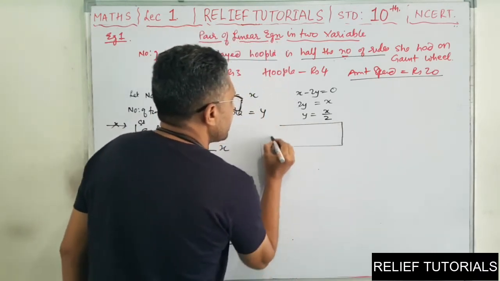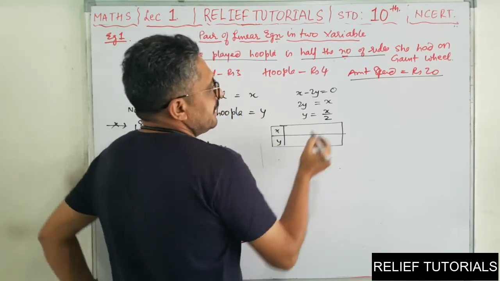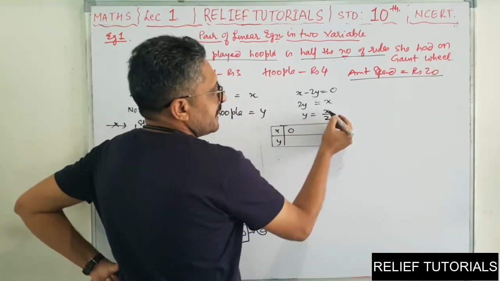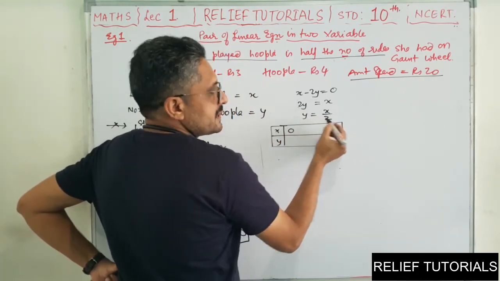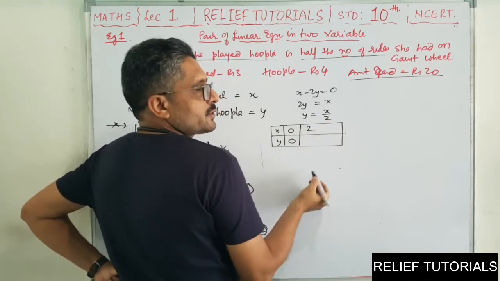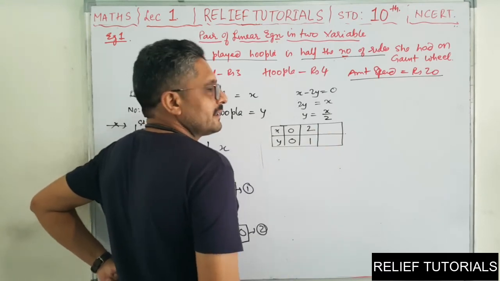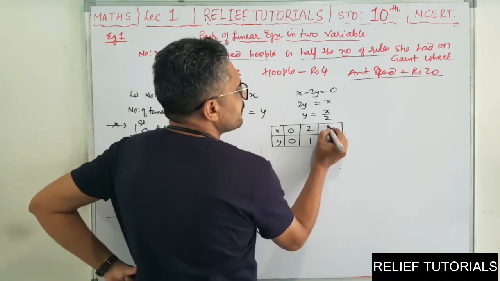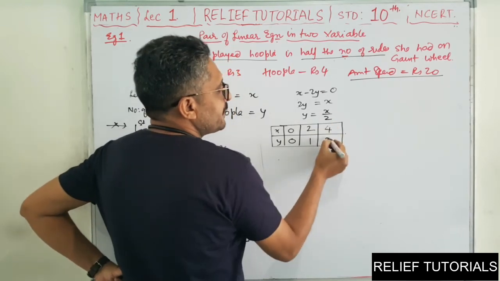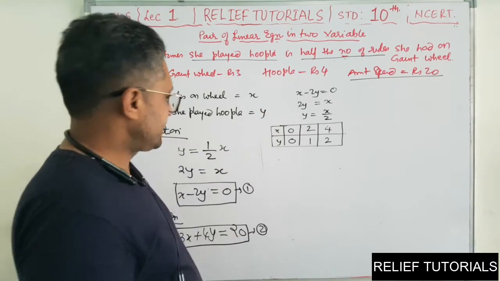Now I make a table of x and y. If I take x as 0, then 0 upon 2 is 0, so y is also 0. I will take x as 2. 2 upon 2 is 1. Clear? Again you can take x as 4, so 4 by 2 is 2. So these are the points you obtain.